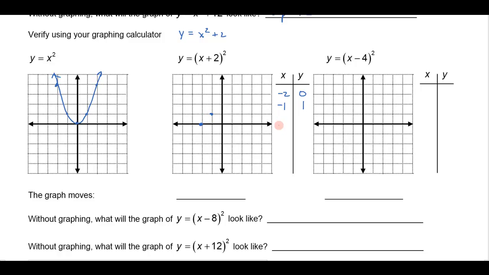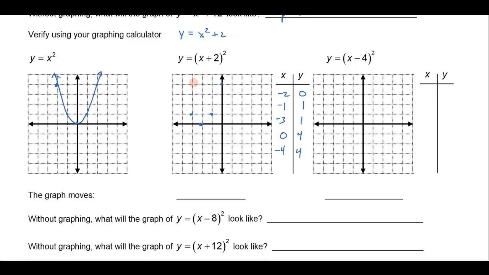How about if I plugged in negative 3? If I plug in negative 3, I'll get negative 3 plus 2. That's negative 1, and negative 1 squared is 1. So here's this point. Okay? Well, how about if I plug in 0? 0 plus 2 is 2, and 2 squared is 4. How about if I plug in negative 4? Negative 4 plus 2 is negative 2, and negative 2 squared is also 4.